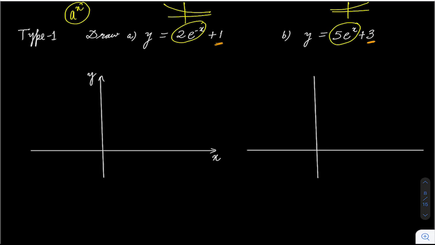I hope you have learned the functions transformation. So graphical transformation. So basically shift the graph upwards by 1 unit. Shift the graph upwards by 3 units. Shape will be same. So I will do that only. So my graph will be something like this. Okay, so this will be my graph.